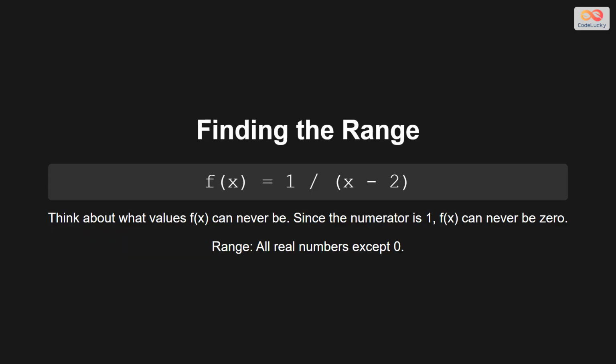Now let's find the range for the same function, f of x equals 1 divided by x minus 2. We need to think about what values f of x can produce. Since the numerator is 1 and the denominator can be any non-zero number, the fraction can be any number except for 0. So, the range is all real numbers except 0.